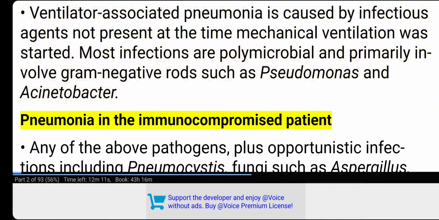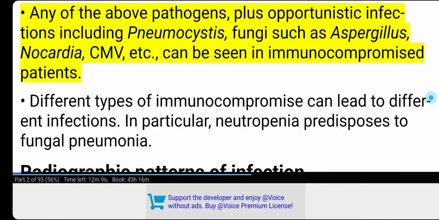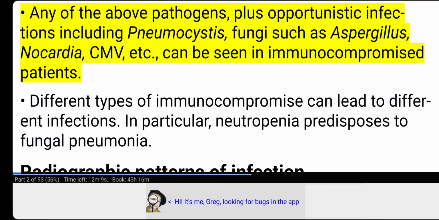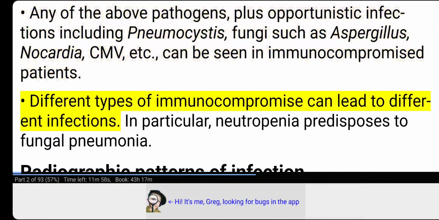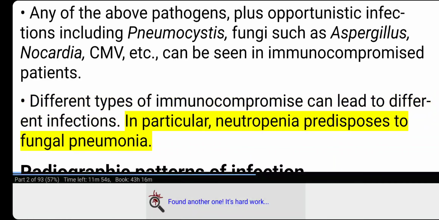Pneumonia in the immunocompromised patient. Any of the above pathogens, plus opportunistic infections including pneumocystis, fungi such as Aspergillus, nocardia, CMV, etc., can be seen in immunocompromised patients. Different types of immunocompromise can lead to different infections. In particular, neutropenia predisposes to fungal pneumonia.